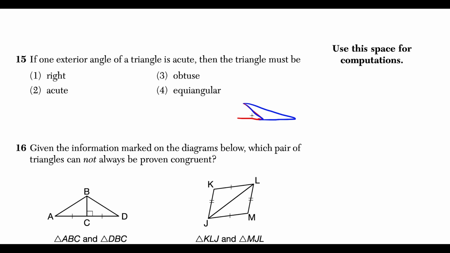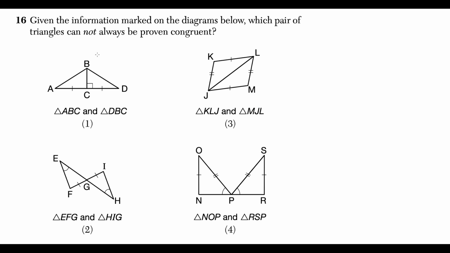If this angle is acute, then this angle here would have to be obtuse. Let's say this angle were 60, then this angle here would have to be 120. And this triangle would have to be obtuse because one angle would have to be bigger than 90. So definitely choice 3.